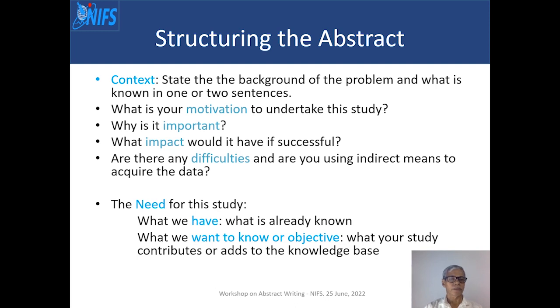After the context, write the need for the study. What is already known about the study and what needs to be known. This is, of course, the objective of your study. So when you undertake a study, you're obviously going to look at some aspect that has not been done, which forms the hypothesis that you're going to test in your experiments.